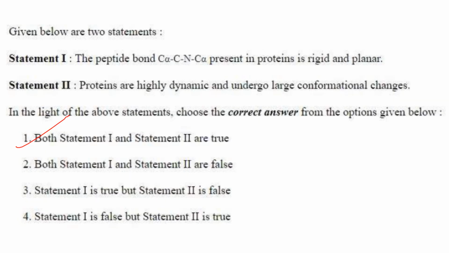Then next one. The peptide bond C alpha C N C alpha present in protein is rigid and planar. Yes. Proteins are highly dynamic and undergo large conformational changes. That is also correct. So both statements 1 and 2 are true. Answer is option 1.